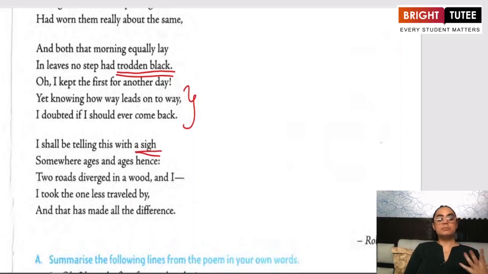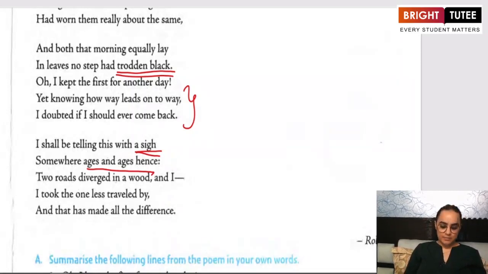Sigh is a deep breath when you are sad about something. So, this word sigh tells us one thing, that the decision that the poet made was not correct. He did not choose the correct road. So he says that ages and ages hence, in future, I'm going to tell the people about the bad choice that I had made in life.